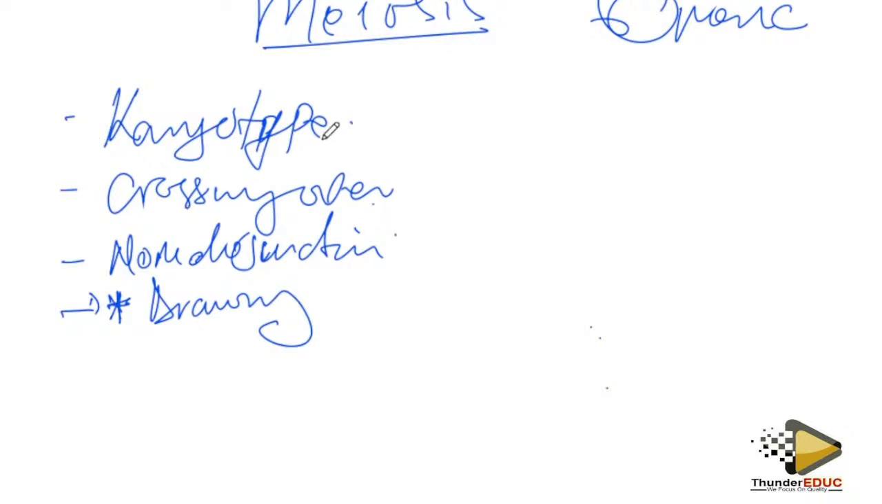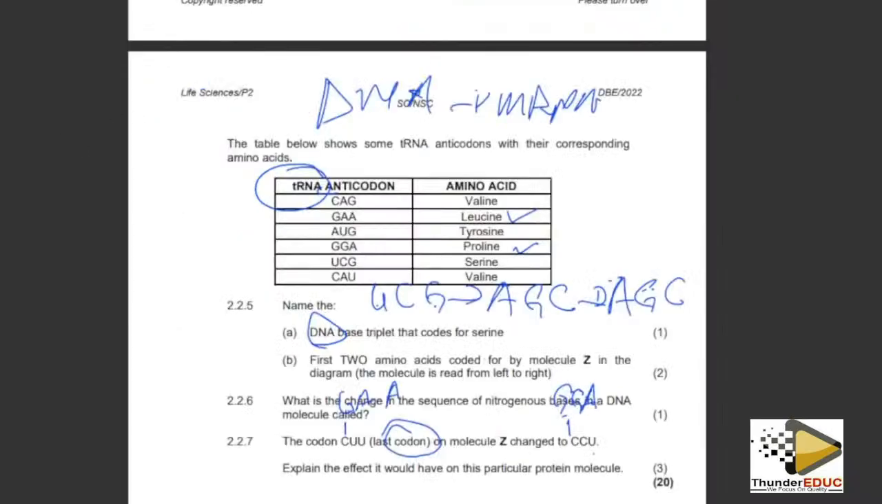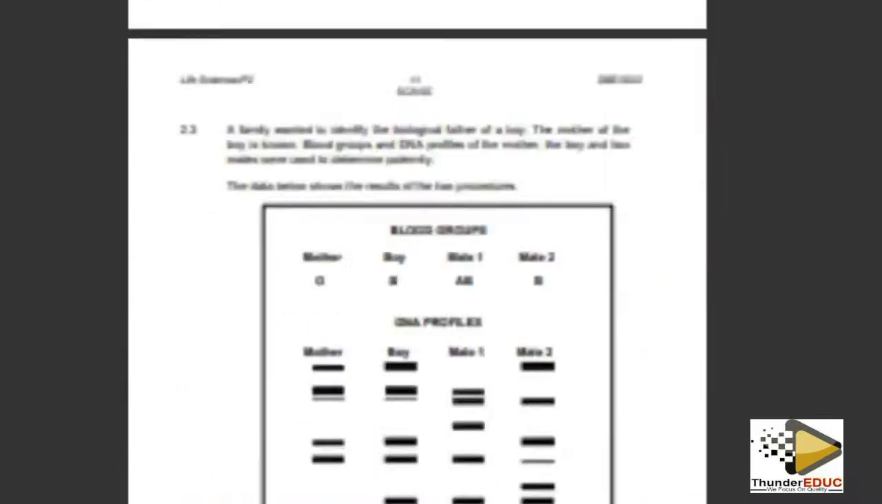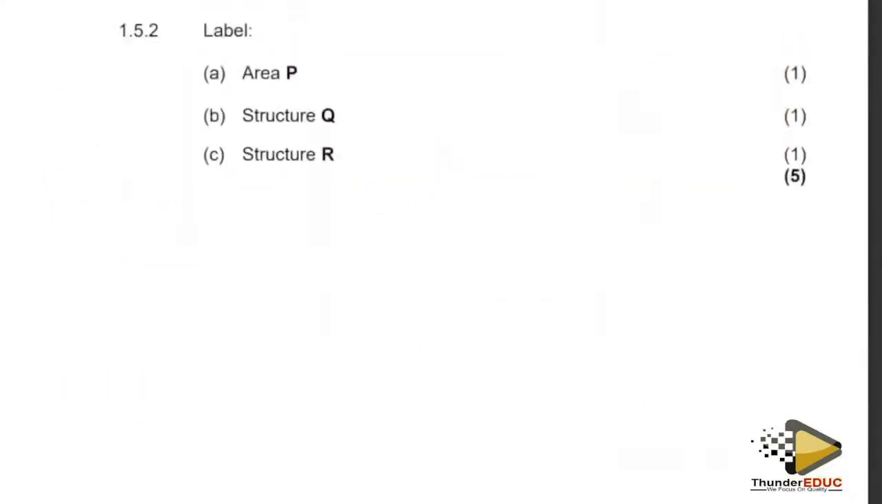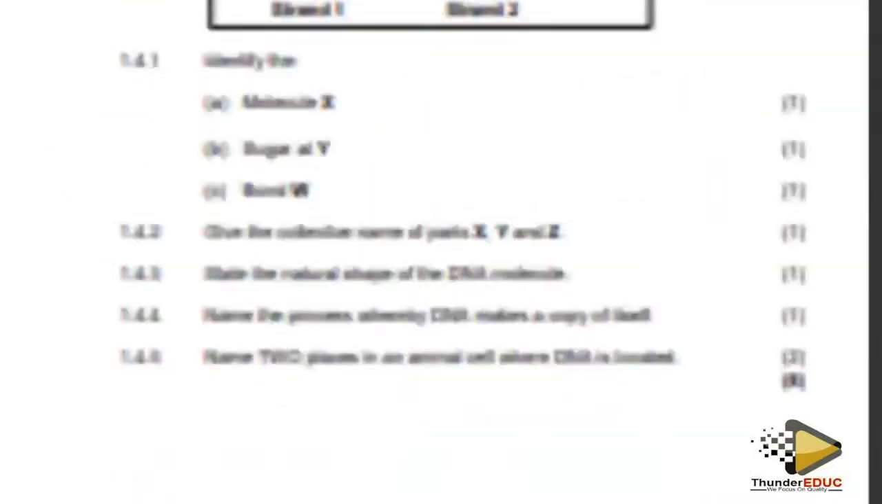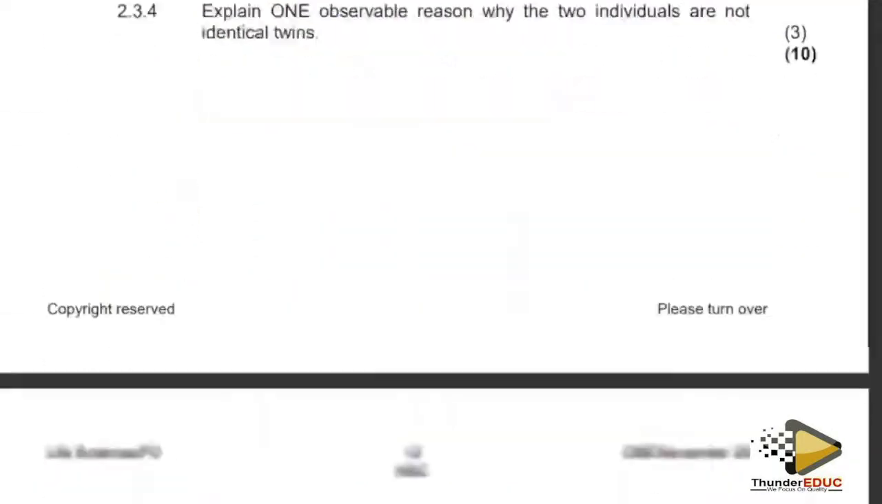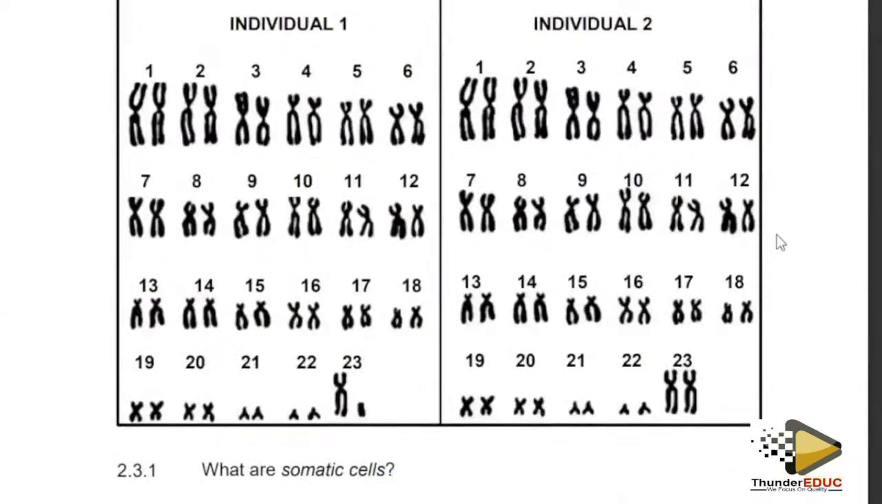How do you describe a karyotype? Let me see if I can find a question here which has a karyotype, and then I'm going to describe it for you so that you see what I'm trying to describe. Here is an example of a karyotype. Describe the karyotype of individual 2. But when the question comes, the karyotype might not be there. You have to know it by head.